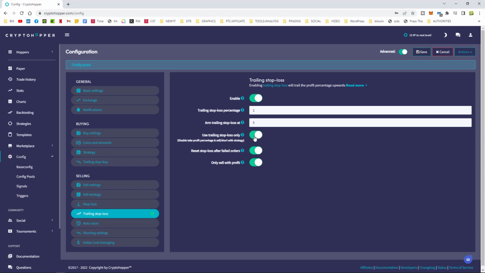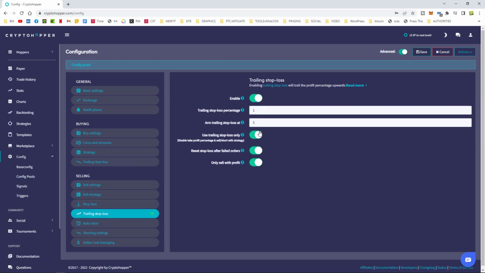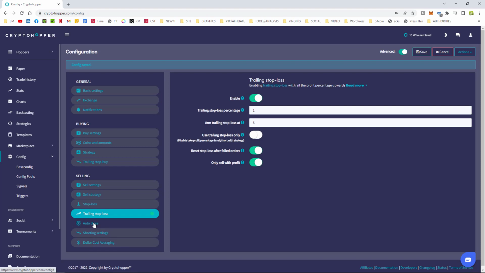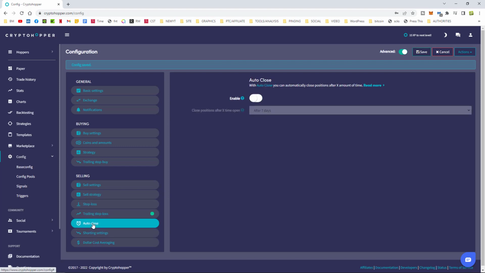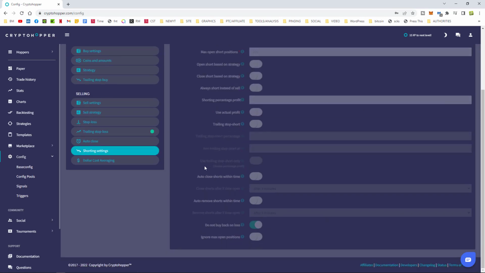I'm not actually sure whether this would cancel out that 1,000 there or not. I'm not sure. But as it is, it's fine as I've set it here. Now, 3 more settings down there that we don't really need. Auto close, that's a time period. Let's say the trade goes on for 7 days and it's still not in profit, it can just sell. Again, that's personal preference. Short settings, that's for a completely different method, shorting.